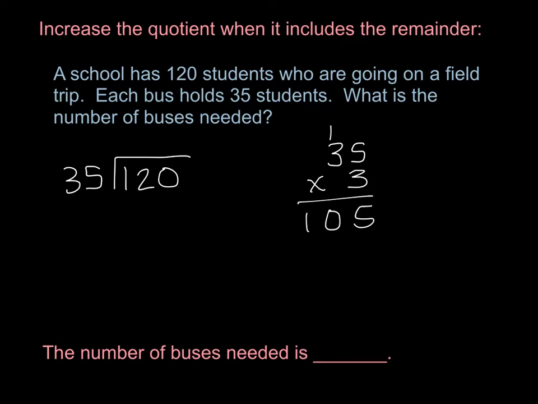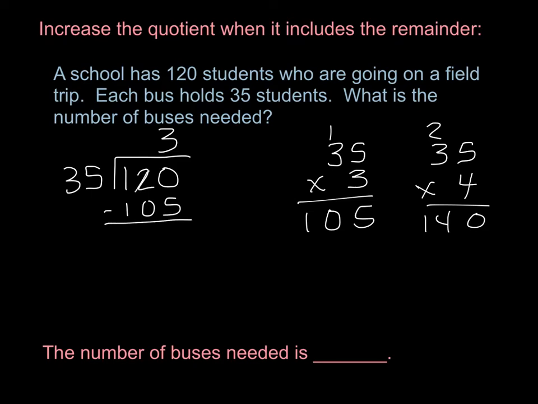That gives us 105. I wonder if I can get one more. 35 times 4 gives us 140. It's too big. So I need 3 buses. That's my divide step. Multiply, that gives us 105. Subtract. I have 15 students left. That didn't fit on those 3 buses.